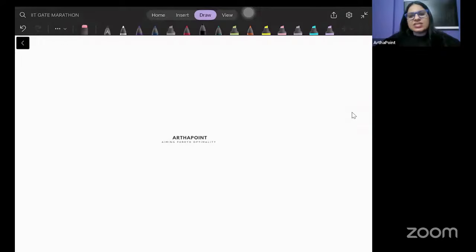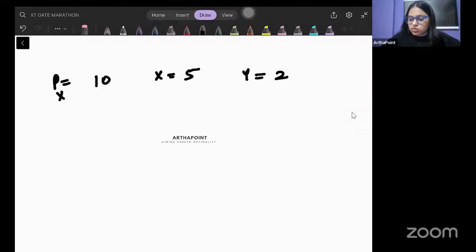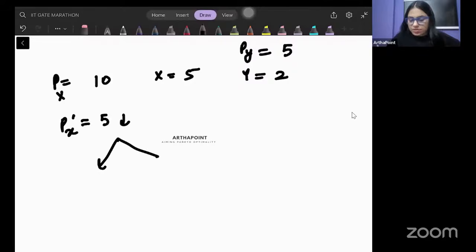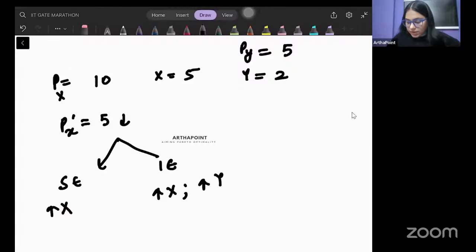I still think that income effect and substitution effect will have a role to play. The reason being, if I say that price of the good X was earlier 10, this is PX, and I was demanding, say, 5 units of X and 2 units of Y, and price of good Y was, say, 5 rupees. Now, when price of good X decreases to, say, 5, there are two effects taking place. Substitution effect tells me to increase the demand of good X. Income effect tells me to increase the demand of both good X and good Y. Here it tells me to decrease the demand of good Y.